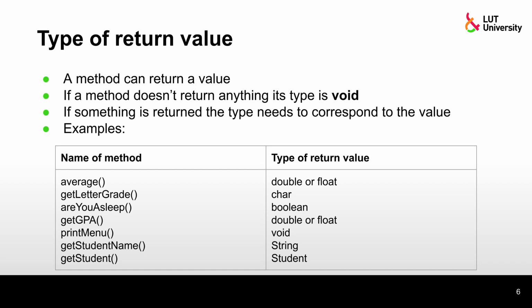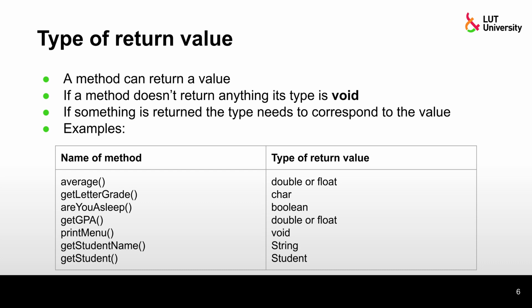getLetterGrade is probably returning some kind of a character. Are you asleep? Yes, no. So the return value is boolean, so there can be only true or false values. getGPA: we are getting some kind of a number, probably double or float is suitable here. printMenu is definitely going to print something to the screen, so it might be the case that it's not returning anything, so void is suitable for the type of the return value.